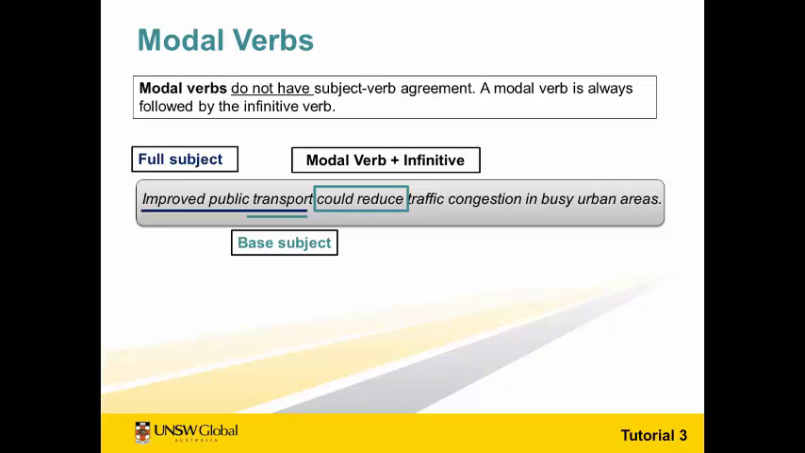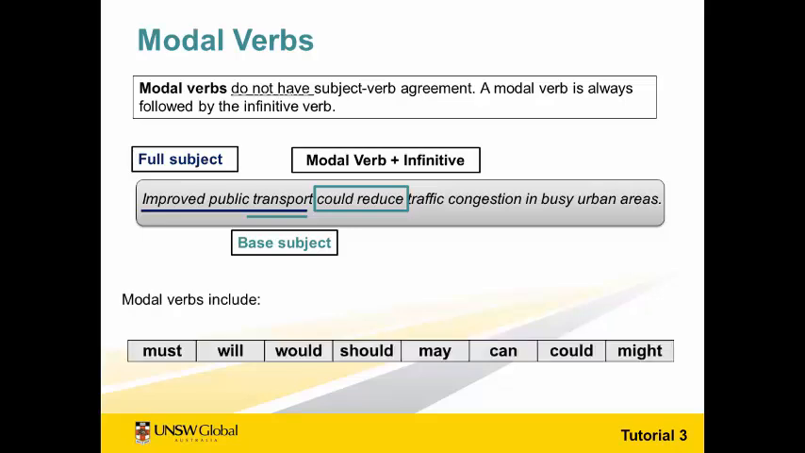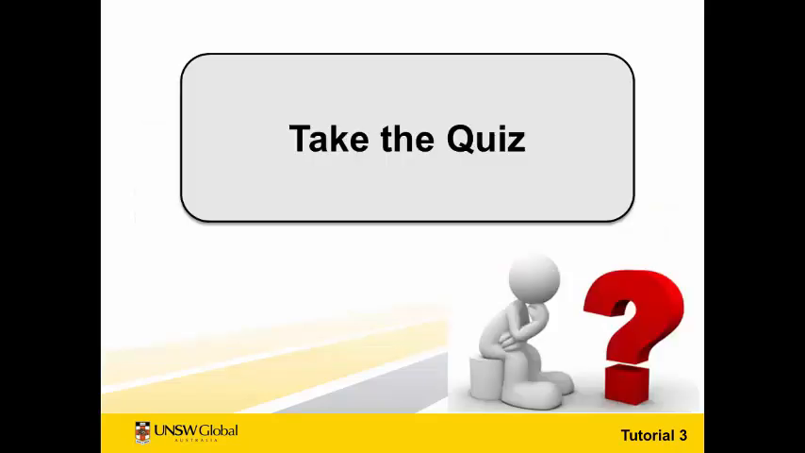Now this causes a lot of problems in academic writing because we actually use a lot of modal verbs. Modal verbs can include must, will, would, and so on. So that brings us to the end of the tutorial. We now have 3 more rules to practice, so let's take the quiz.